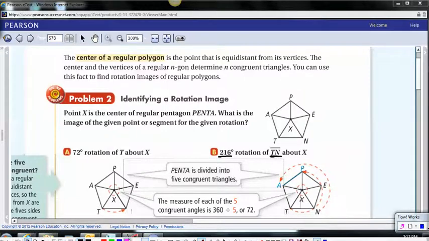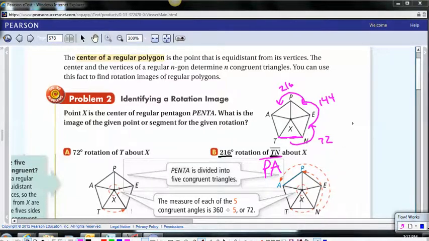Now you're rotating a side. This side right here. And if you rotate that side, this would be how many degrees? 72. This would be how many? 144, right? And this would be 216. So what's Tn going to become after 216 degree rotation about x? PA, good.